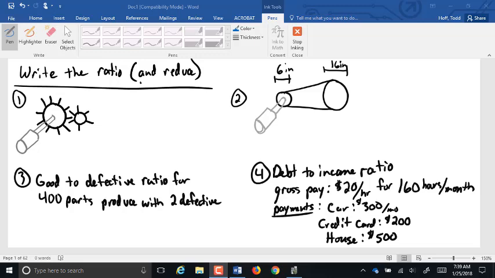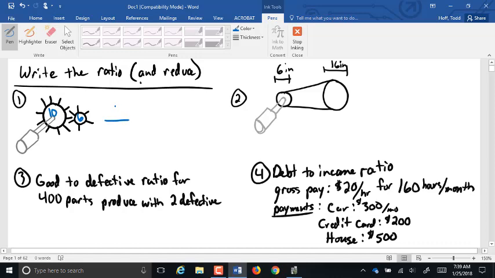Okay, so for the first one, those are gears. It's gear ratio. What do I do with each gear? First, what information do I get from each gear? There's 10 teeth here and 6 here. Which one goes on top? 6. So that'll reduce to 3 to 5.